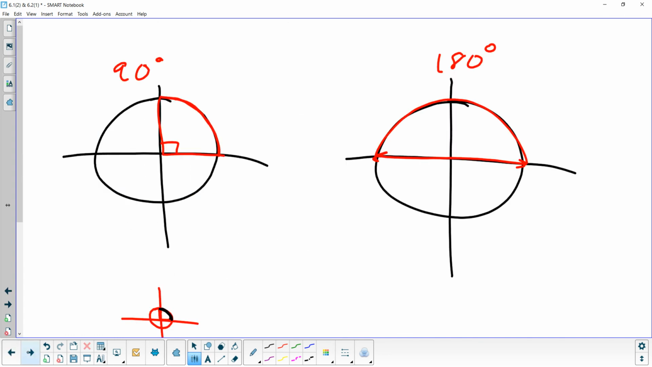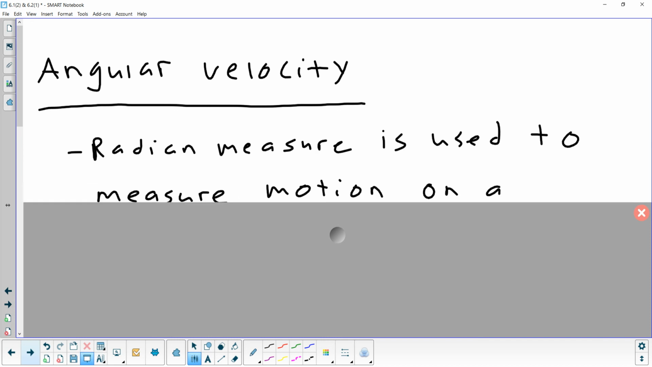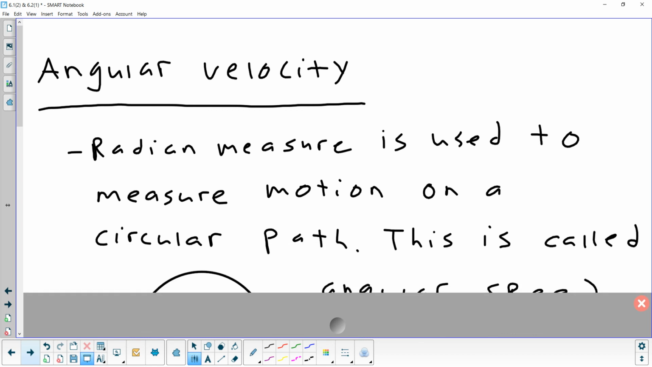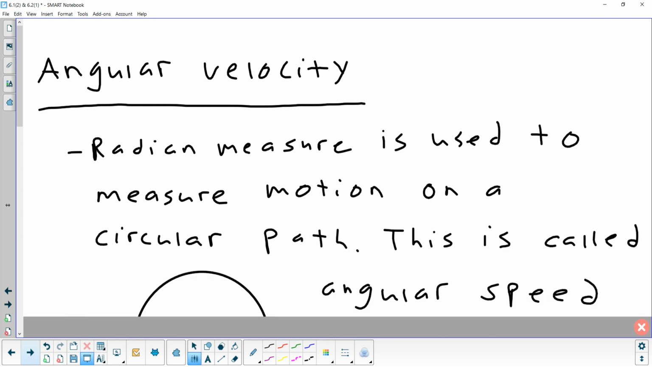The second part is on what we call angular velocity. Angular velocity is basically used to measure the speed of something spinning on a circular path. You can call it angular velocity or angular speed. It's the same thing. Now, it says there you can use radians, but there are actually 3 units that you can use to measure the speed of something spinning in a circular path. You can use radians, degrees, or revolutions. All 3 of those units measure angular velocity.